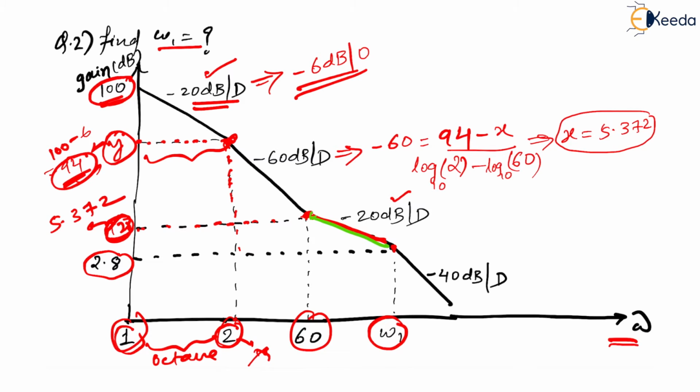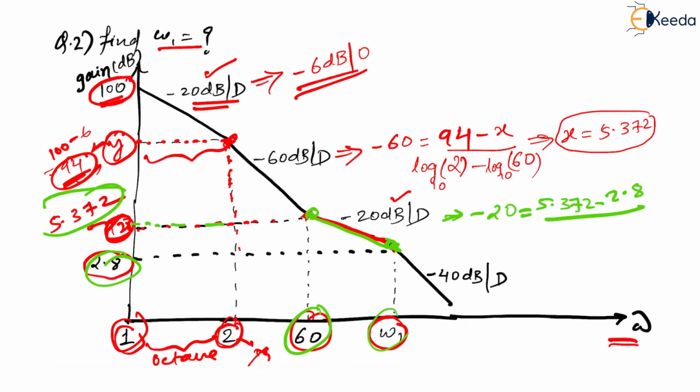Now, for this slope, let me take another color, green. This is the starting point, this is the ending point. At the starting point, the magnitude is 5.372. So again, minus 20 dB per decade equals 5.372 minus the magnitude at the second point, which is 2.8, divided by frequency 60 minus omega 1.